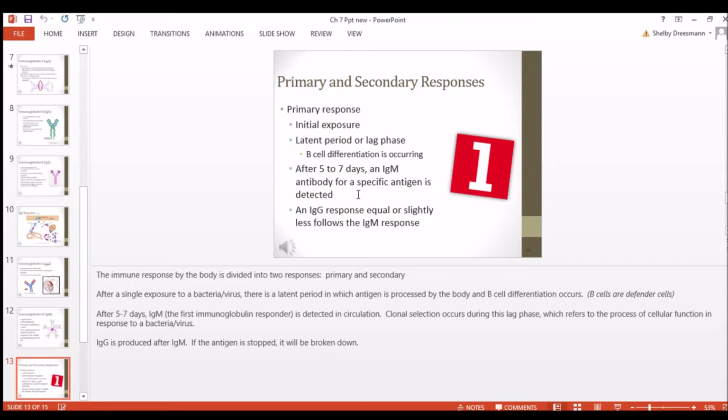Early responder. Primary and secondary responses. So primary is our first interaction. So we meet this lovely guy on the first date. We really don't know how to respond to it, so we're going to adapt. Our second response, we're going to remember, and we're going to build up antibodies quickly because we remember them.